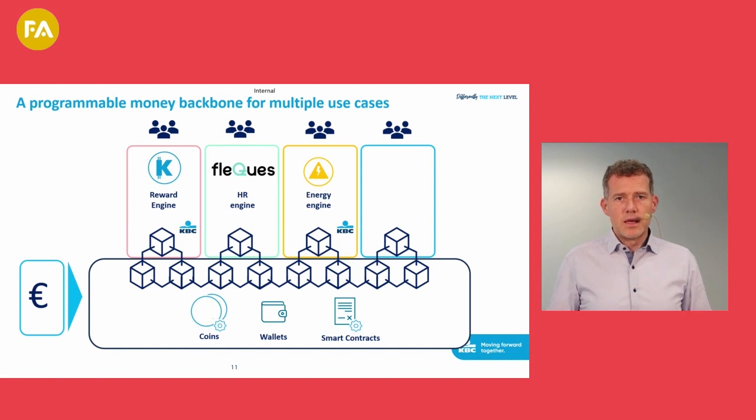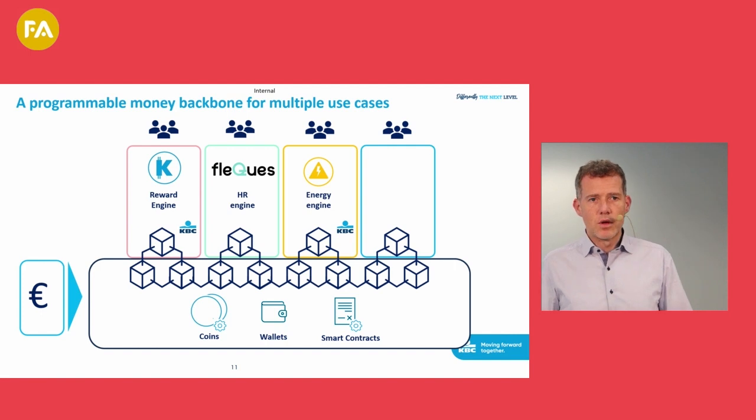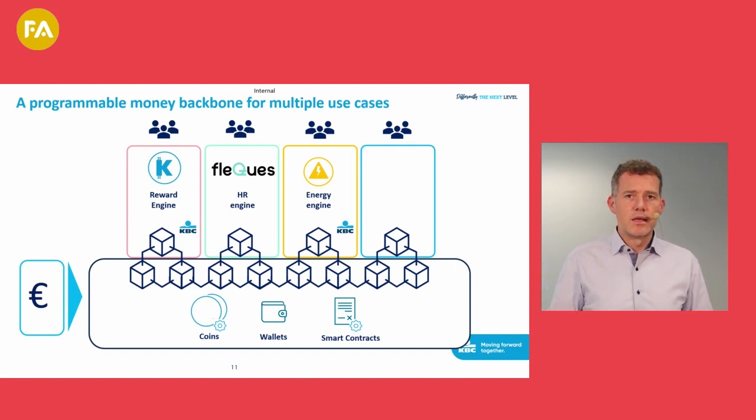What we've built is a backbone on which we can serve multiple use cases. The backbone will create the euros onto the blockchain, which you can program into coins. You can have wallets where the coins are stored. You have smart contracts to define the programmability and to execute the transactions. On top of that, you can have different use cases. So it's a generic backbone, not only for KBC Belgium, but also for KBC Czech Republic and other countries in the group.